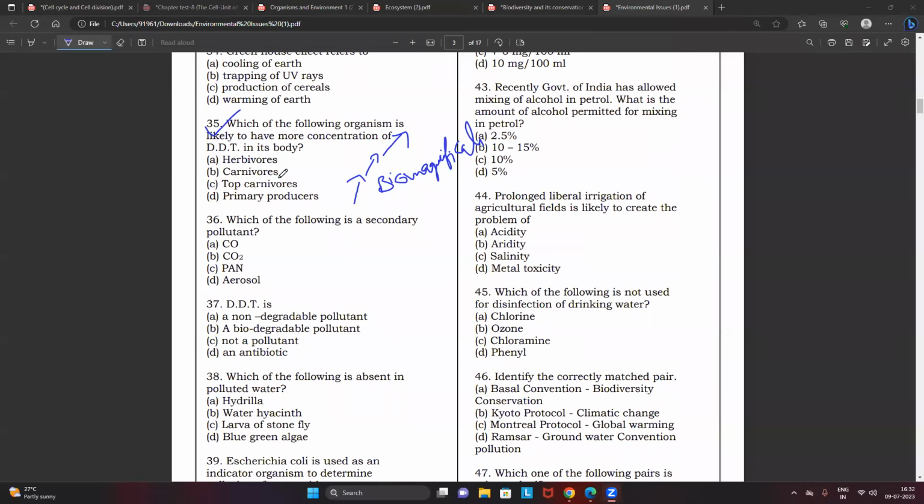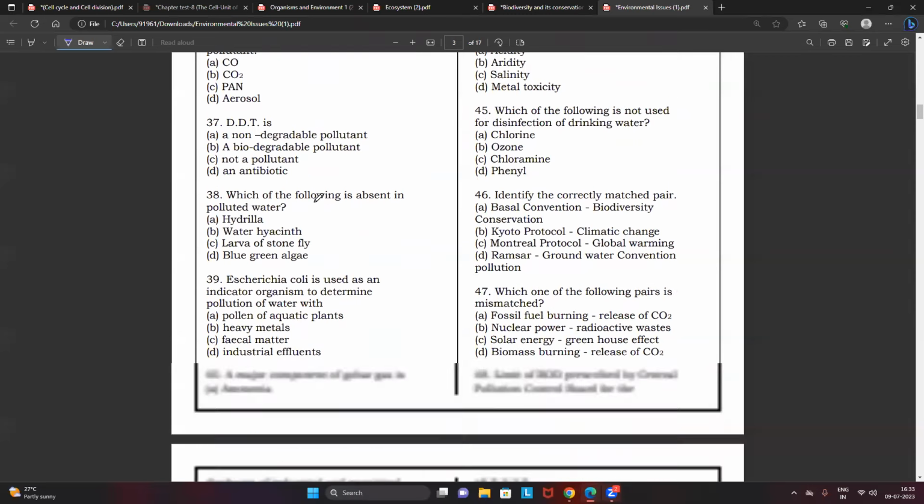Then why are you choosing carnivores? They have also given a statement, right? Top carnivore, which eats the carnivore. Then obviously the answer should be top carnivore only. Answer is C. No need to get confused with that particular point.